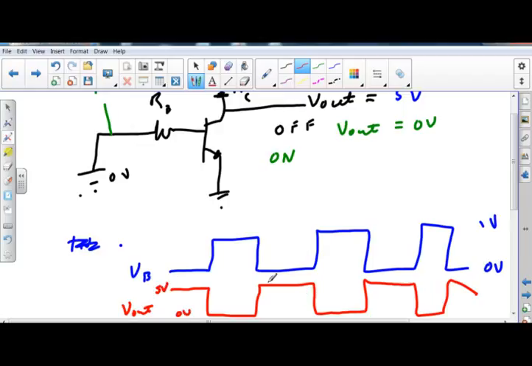And now we have to do something. We have to call this circuit something. So what would you call a circuit that when I'm high, it's going to be low, and when I'm low, it's going to be high? Inverse.